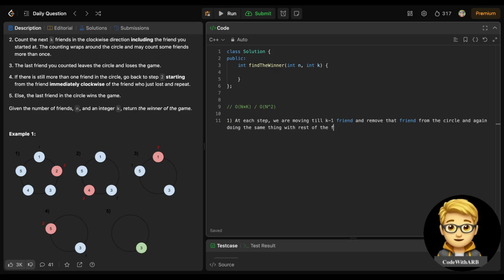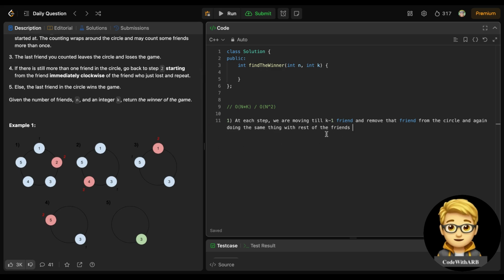So one thing is clear, that we are moving k minus 1 friends, and removing that friend from the circle, and again doing the same thing with the rest of the friends in the whole clockwise direction, again and again, till we are moving again k minus 1 friends, then removing that friend.